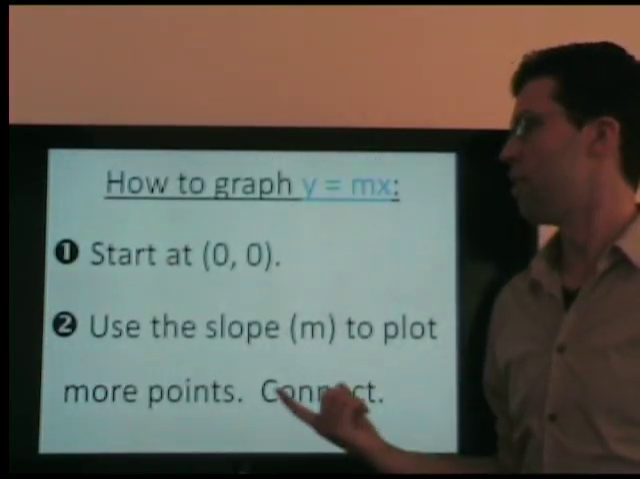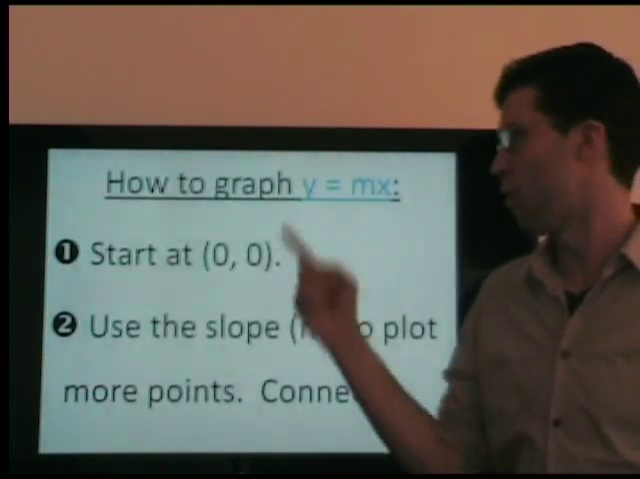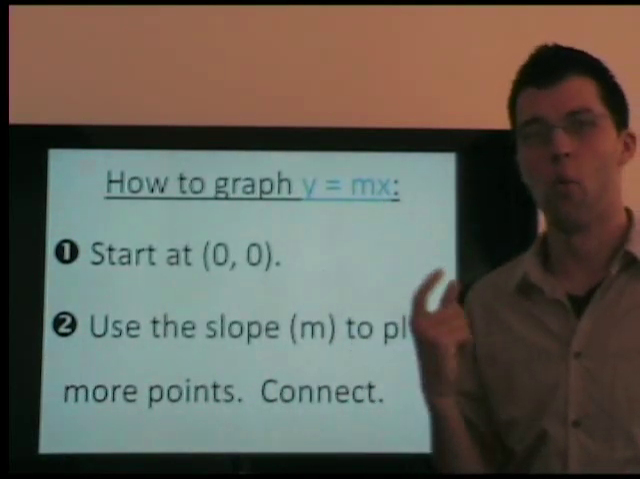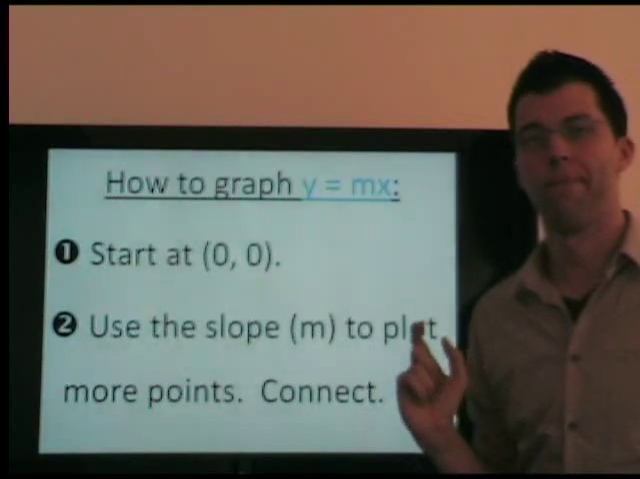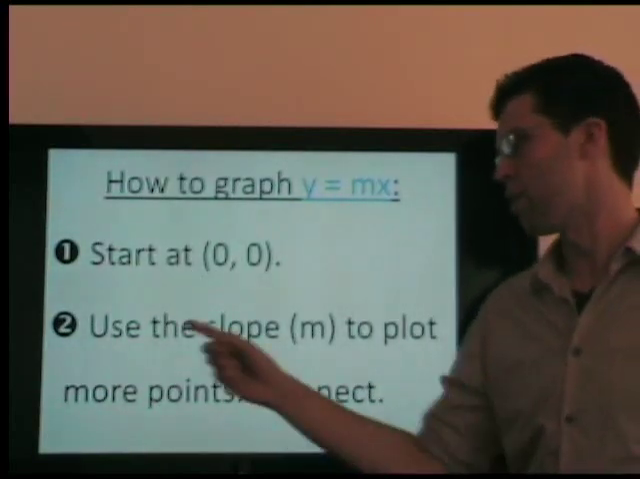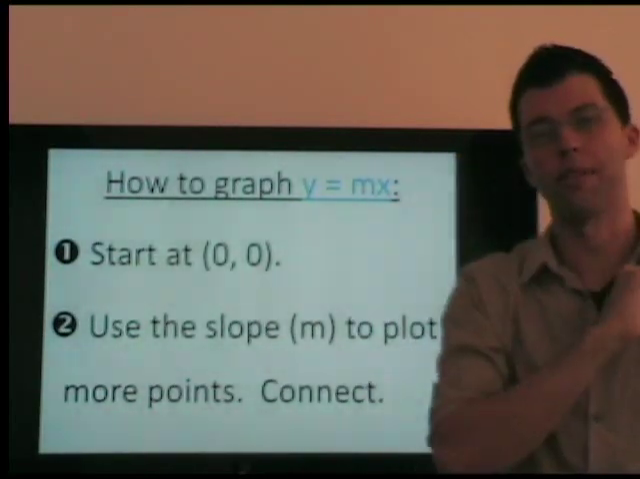Okay. So in general then, let's review how we graph equations in this form, y equals mx. Where do we start? 0, 0. From 0, 0, we use the slope to quickly plot more points, and then we connect them.